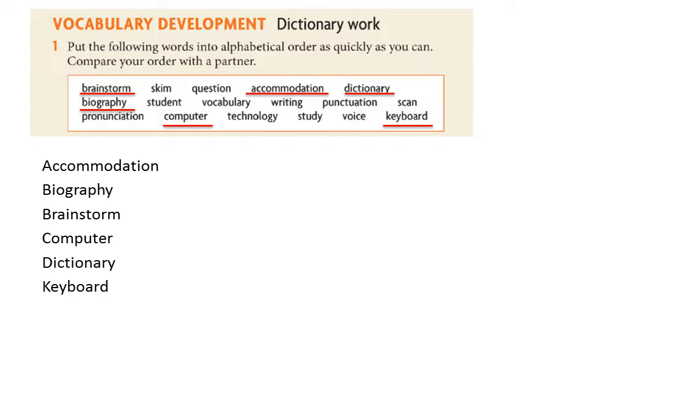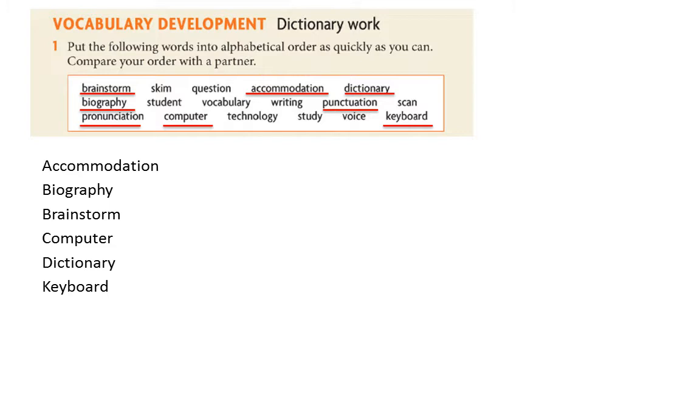After K, we should look for a word started with L. There is no word started with L. M. Also, we don't find any word started with M. N. We haven't any word started with N. O. Again, there is no word started with O. P. Yes, we have punctuation and pronunciation.